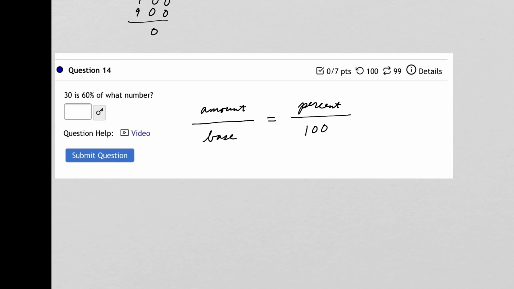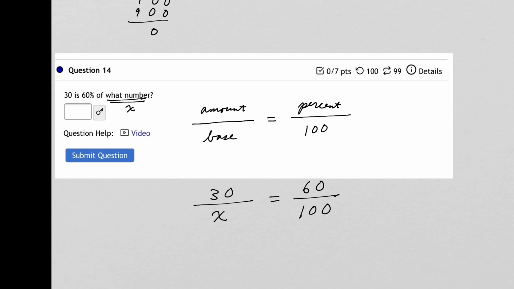So in this case, the base is always the thing after the of, but in this example, that's going to be our variable, right? Of what number? So the base is going to be x. That'll be in the denominator. The amount is going to be the other number, which is 30, equals, and then the percent is 60, right, over 100. Usually you should find the base first, then the percent, right? Because the percent is the obvious one. And then whatever is left over has to be the amount. So that would be the other number 30.